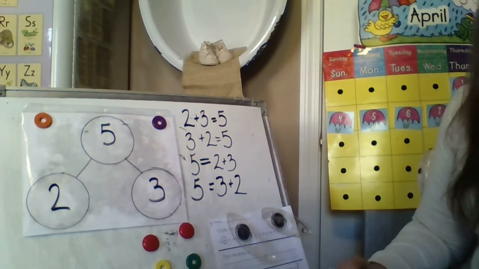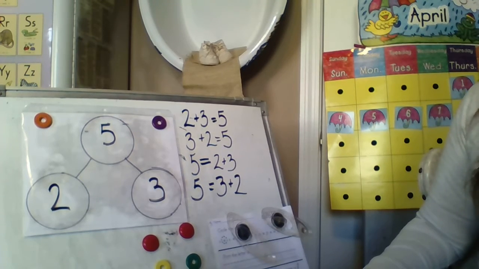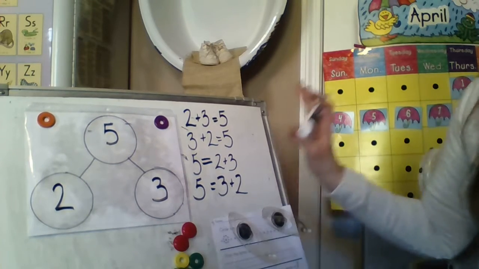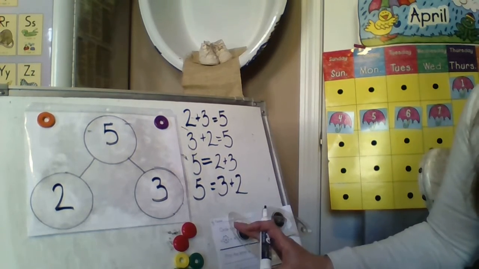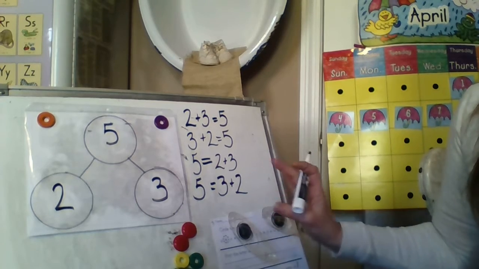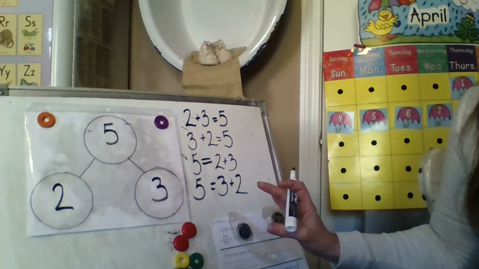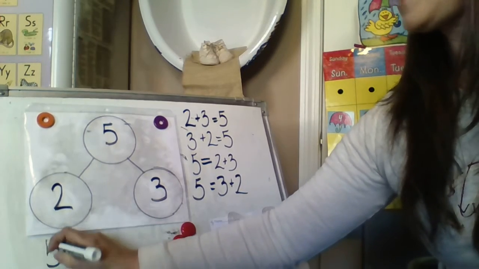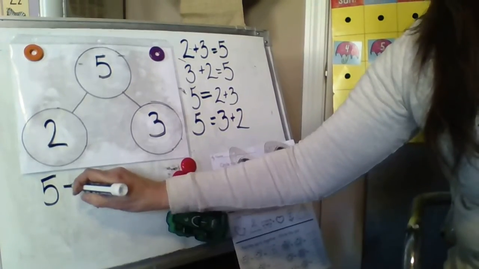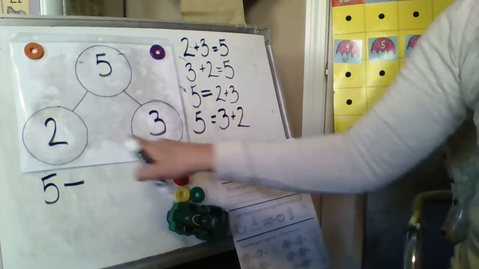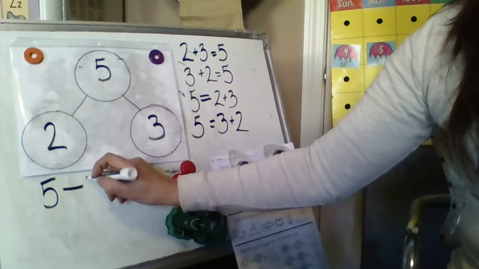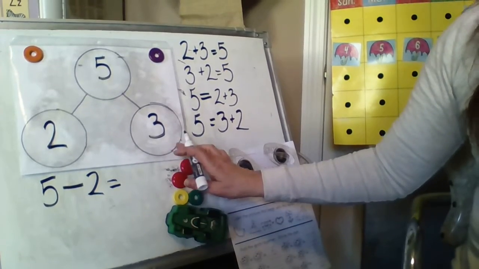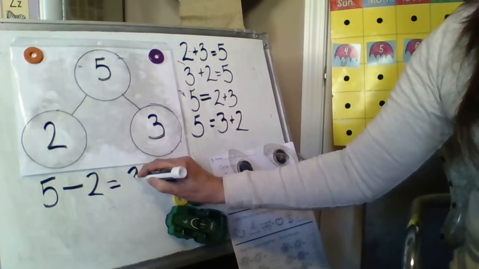Could you do a subtraction equation for this? You can. When you do subtraction, you have to start with the biggest number, the whole number. So what's the whole number on this number bond? The 5. So that's what we would start with, 5. And this time we're going to take away. Do you want to take away 2? If we had 5 and we took away 2, it would equal 3.